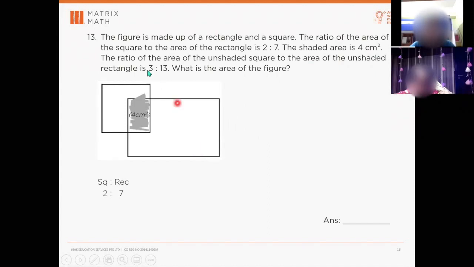Now, moving on, the ratio of the unshaded square to the unshaded rectangle is 3:13. So you see you have another ratio here. In this case, this 3:13 is referring to unshaded square, unshaded rectangle. So what you can do is write UN, no problem. Or you can just write bracket U, then the square, bracket U, rectangle. Up to you, you write UN square also can. So long as it's very clear to me that it's the unshaded ratio.